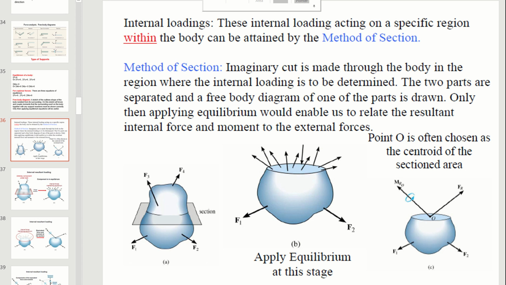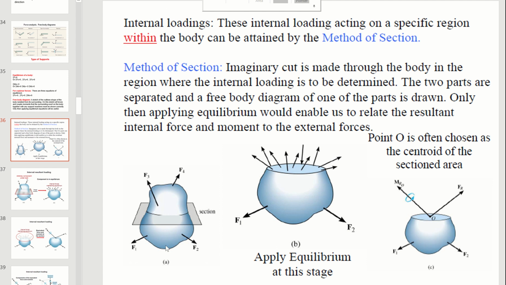Hi, this is a continuation of internal loading. We talked last time about why internal loading is important: each different point along the beam or member has different internal loadings. How do we find internal loading? That's our goal for this video.